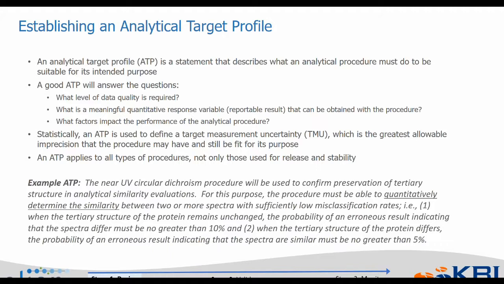So you can see here that there are 2 possible types of errors that we can make: saying that spectra are similar when they're in fact different, and saying that they differ when they're in fact similar. In the first case, where the spectra are in fact similar and we say they're different, that's something that's known as sponsor's risk. It's more important that the second case, the patient's risk, be held to a lower percentage than the sponsor's risk. So the actual percentages here of 10 and 5 can change, but we want to ensure that we're controlling the risk to the patient more tightly than we're controlling the risk to the sponsor.